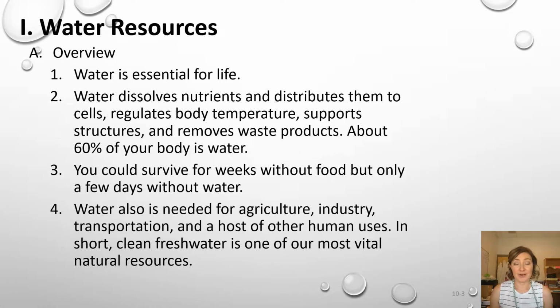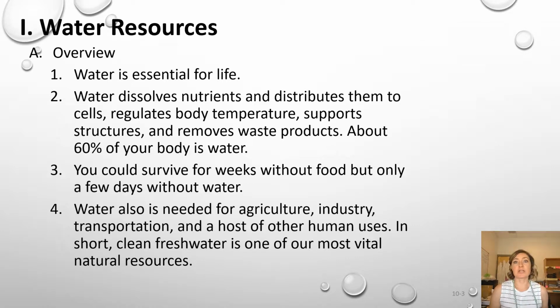As you probably are already aware at this point in your life, water is essential for life. There are so many different things in your body that require water. If you think back to some of our earlier chapters, we talked about water being a polar molecule and having a lot of special properties because of that. It is a universal solvent.